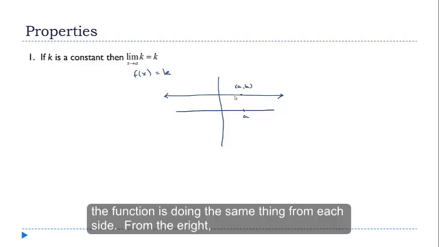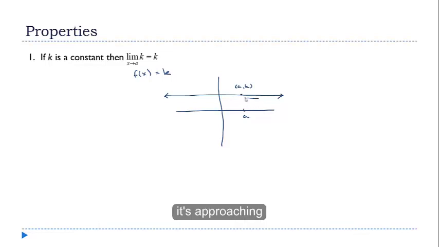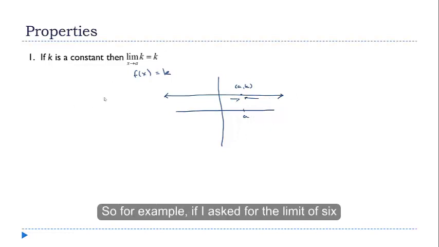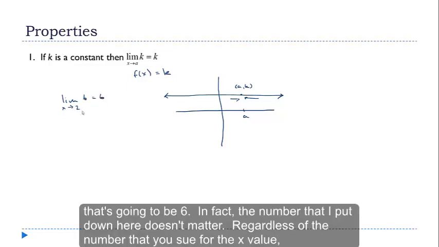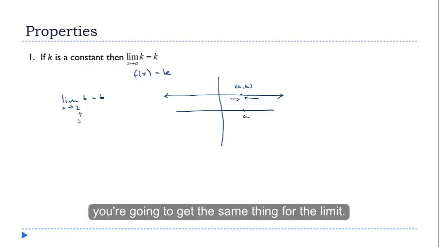So the function is going to be doing the same thing here on each side. From the right, it's approaching k, and from the left, it's also approaching k. So that's going to be the limit. So for example, if I ask for the limit of 6 as x approaches 2, that's going to be 6. In fact, the number that I put down here doesn't matter. Regardless of the number you use for the x value, you're going to get the same thing for the limit.